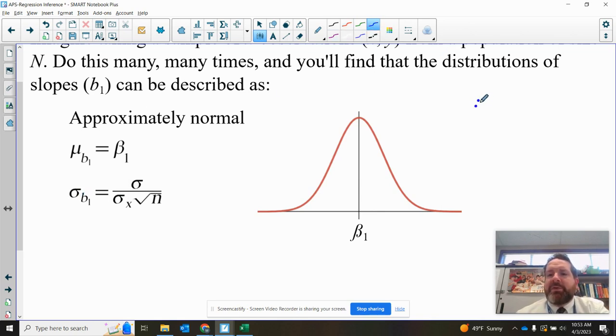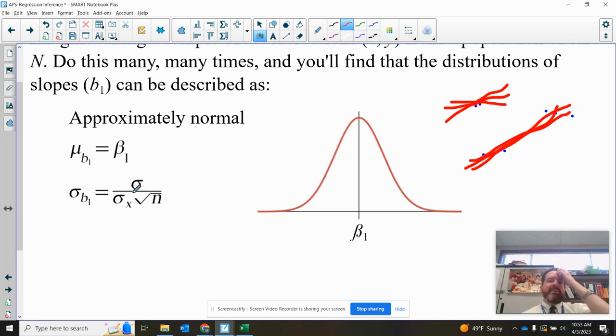Imagine this. If you've got some data points that are all real close together, well, then there's a whole lot of lines that might make sense, right? But if you've got data points that are super spread out, well, now there are fewer options that make sense, and they're all a little bit closer together. So that's what's happening there with the sigma x on the bottom.